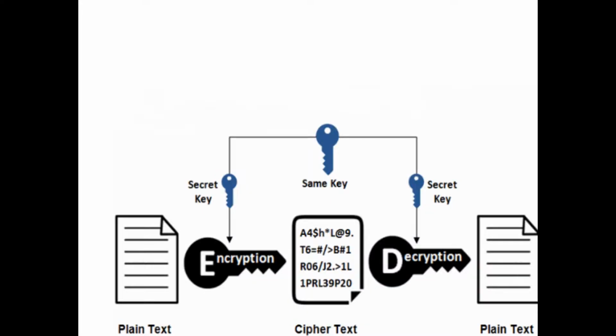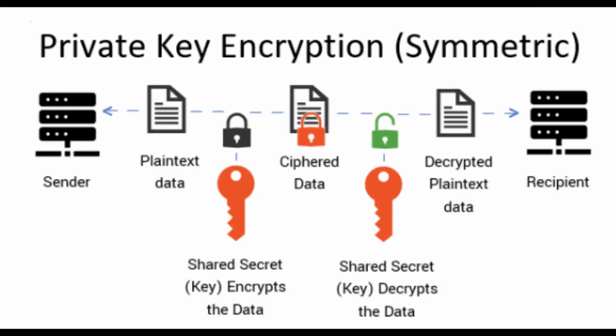Secret key and public key cryptographic algorithms both involve transforming plaintext into ciphertext and then back into plaintext. Secret key cryptography is sometimes called symmetric key. In symmetric key encryption, the same key is used for both encryption and decryption. The parties involved in this must have access to the encryption key.